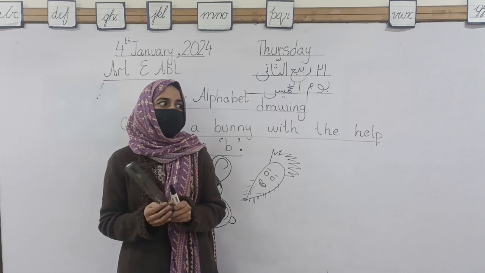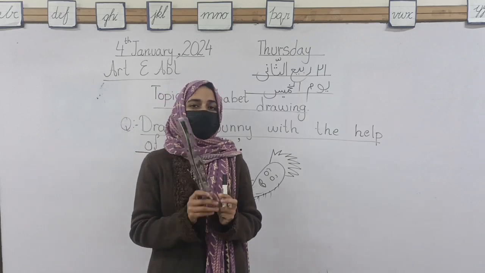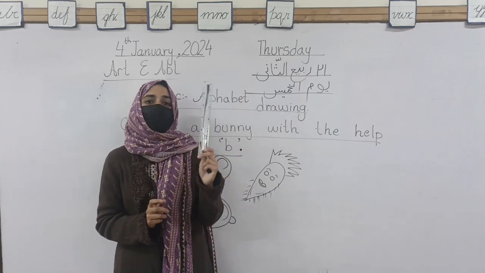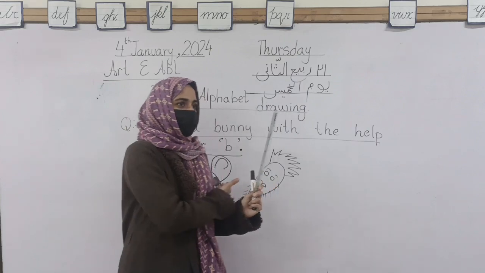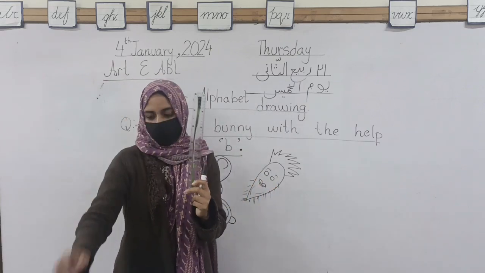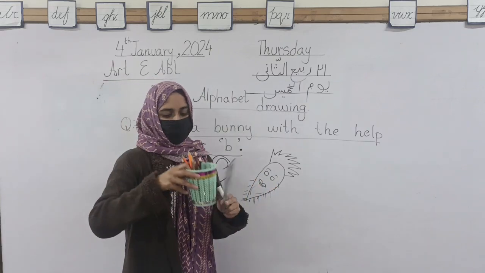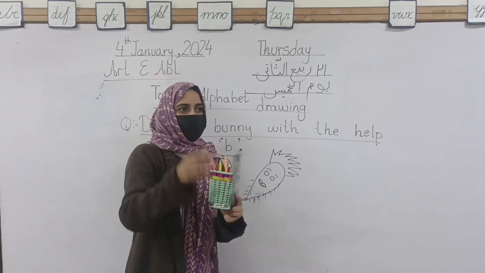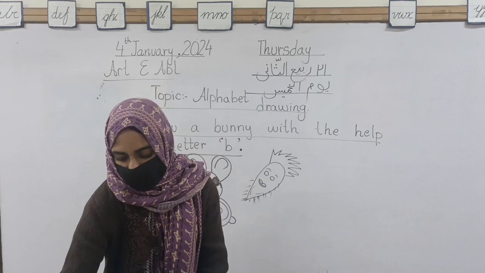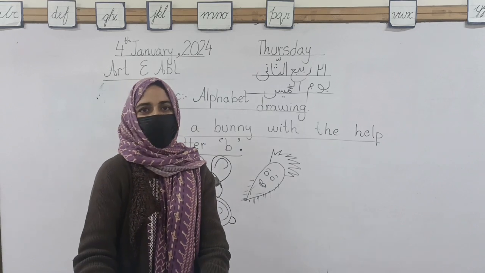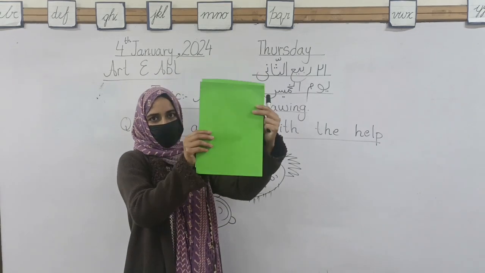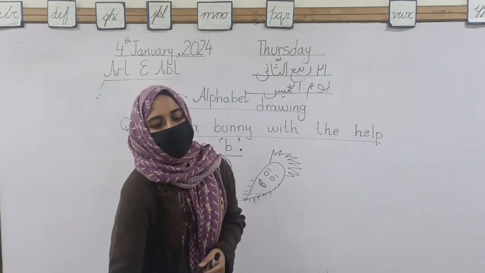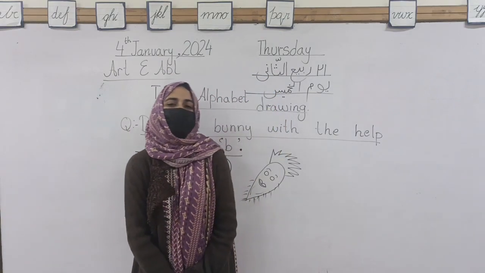Before we wrap up, I am going to discuss the materials. I will show you again the materials required for this drawing. Number one is a scale, okay? Colors, pencils, okay? And an A4 sheet, okay?